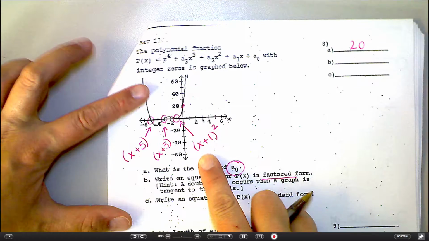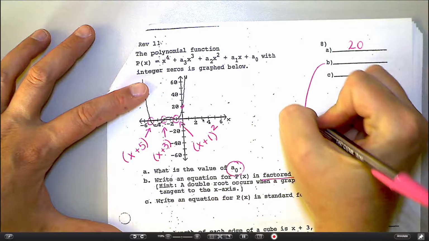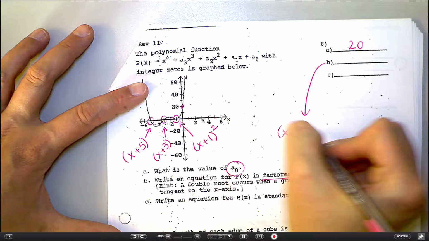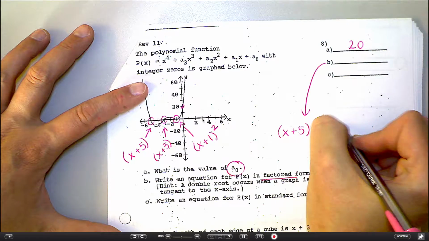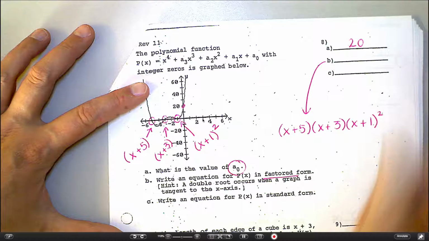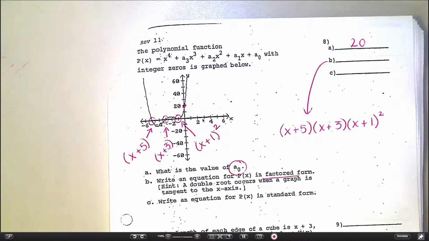Okay, so my factored form, I'm just going to write this down here because it's big, would look like this: x plus 5 times x plus 3 times x plus 1, and I'd have 2 of that x plus 1. The x plus 1 would be squared. Okay, that's my factored form. Now, how do I get that to standard form?